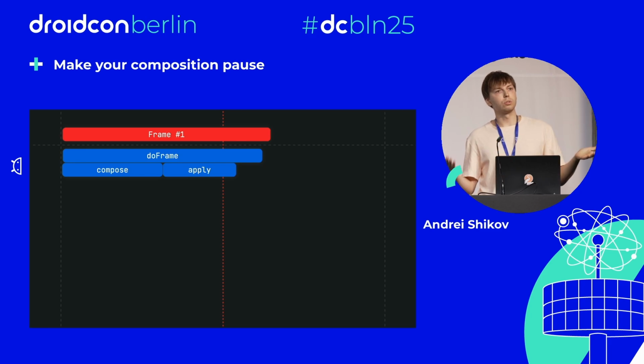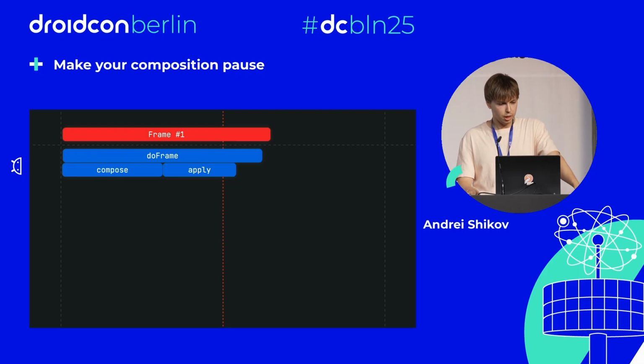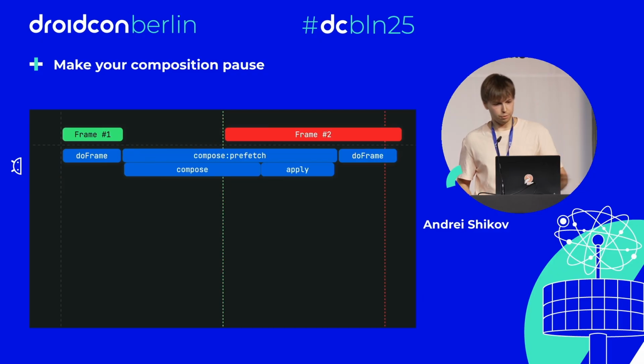We just took too much time to run the composition for that particular item. So what do you do when your composition takes too much time? Well, you can optimize composition, of course, but you can also try to do it between frames. This is the first optimization that we did in lazy layout. It's been there in Compose for the longest time.